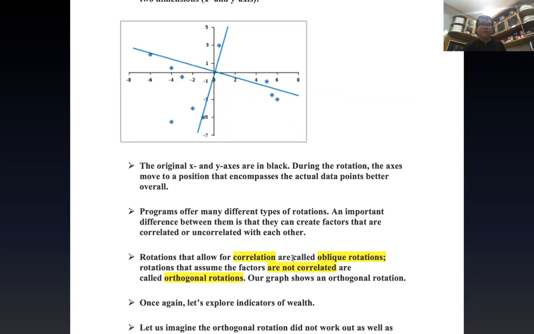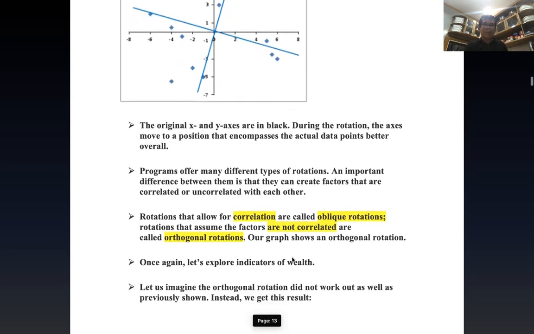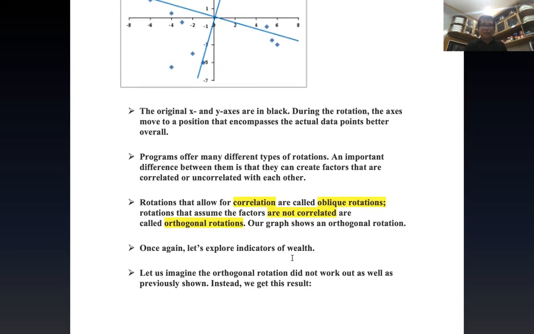Programs offer many different types of rotation. An important difference between them is that they can create factors that are correlated or uncorrelated with each other. Rotations that allow for correlation are called oblique rotations. Rotations that assume the factors are not correlated are called orthogonal rotations. Our graph shows an orthogonal rotation.